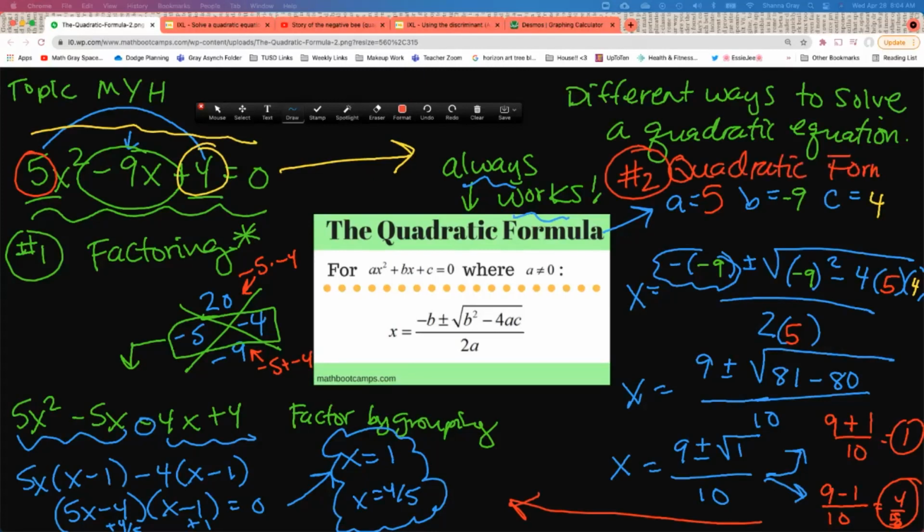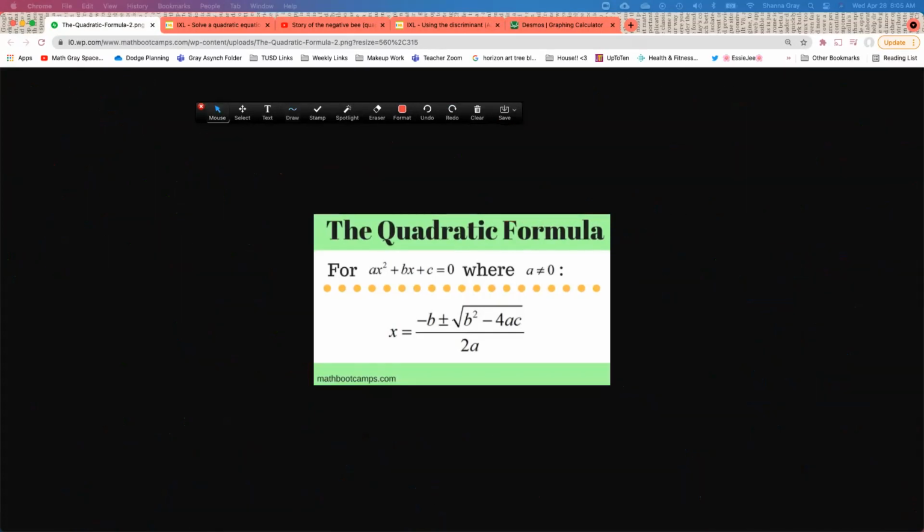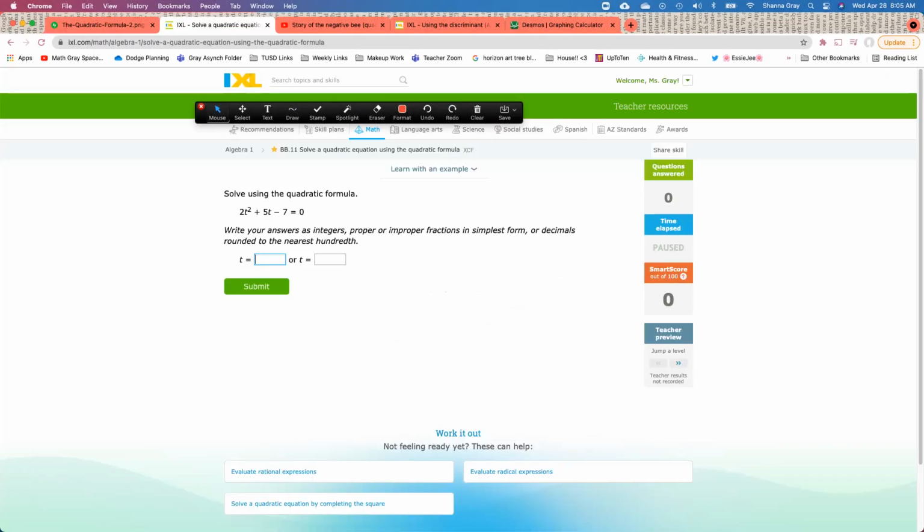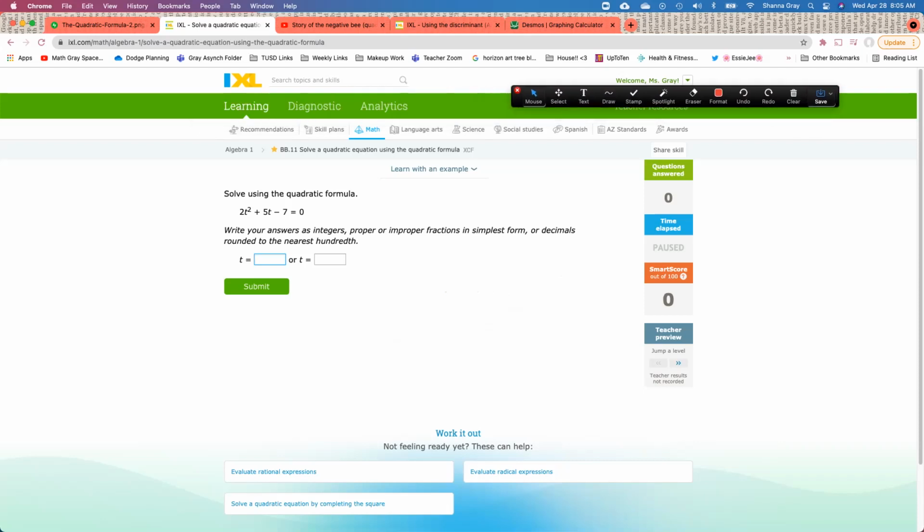So the thing is that factoring is easier in some situations, but it's only possible sometimes. Quadratic formula always works. All right, so this is a lot of writing, so let's clear all this out. If I go into the topic, so now I refreshed it, so it gave me a different topic. I end up with 2t squared plus 5t minus 7 equals 0.